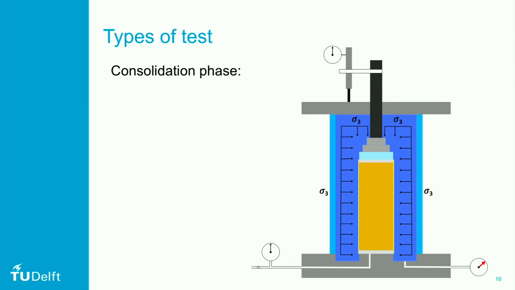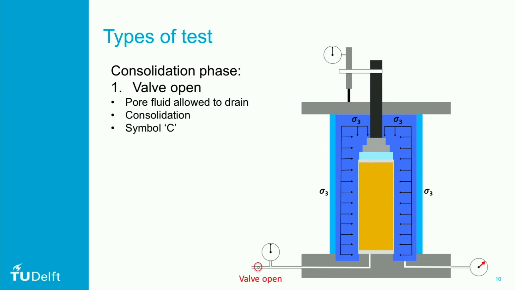There are three types of Triaxial test. The tests are distinguished by the pore fluid drainage conditions applied during phase 1 and phase 2. During the consolidation phase, a uniform confining stress, sigma 3, is applied to the soil specimen. During this phase, we can either open or close the pore fluid drainage valve. If the valve is open, the pore fluid is allowed to drain, resulting in consolidation of the soil specimen. We call this test consolidated and use the letter C.